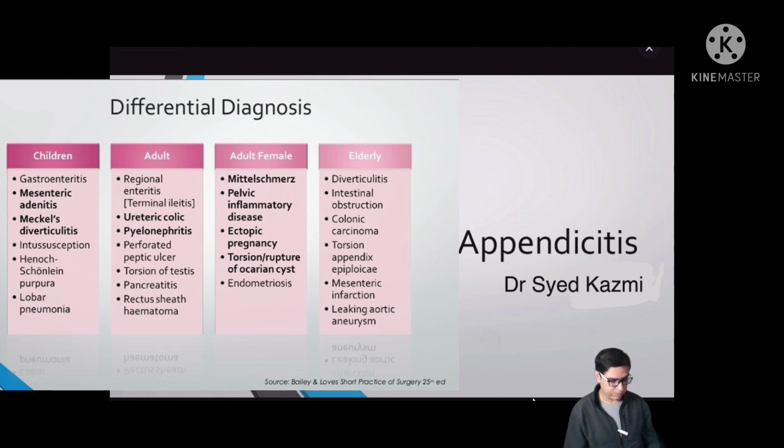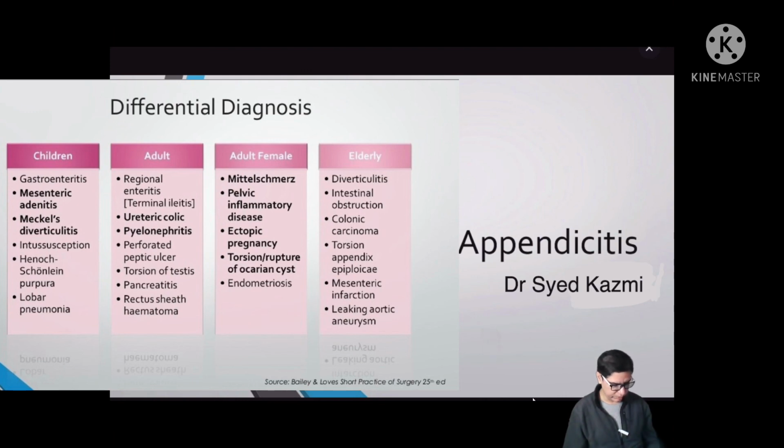HSP, Henoch-Schönlein purpura, in which you have vasculitis of the medium and small blood vessels, can also cause abdominal pain, especially on the right side, but usually associated with joint pains, and there might be a purpuric, palpable rash on the lower limbs.